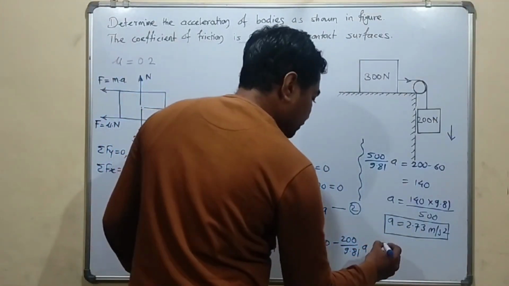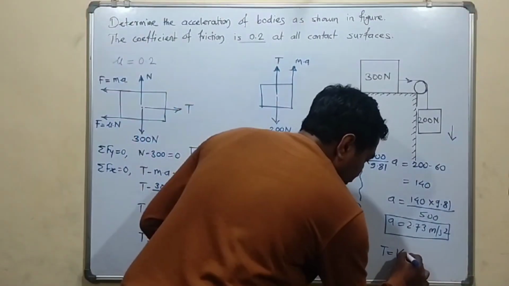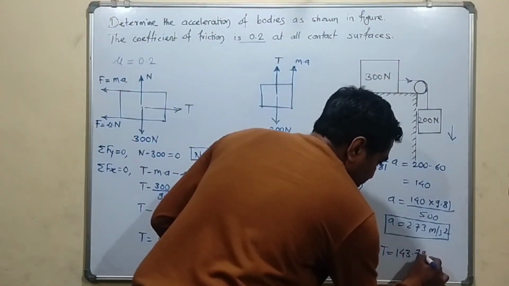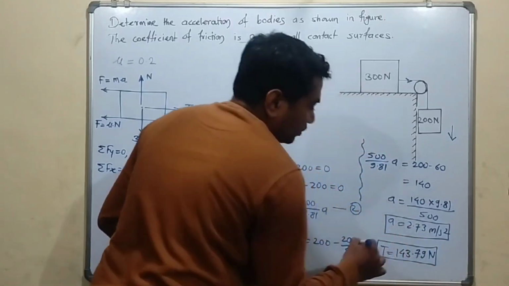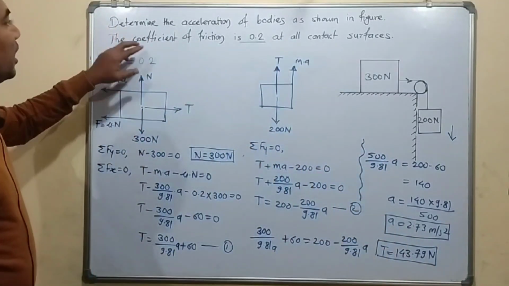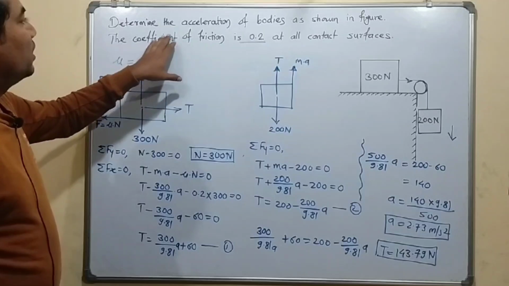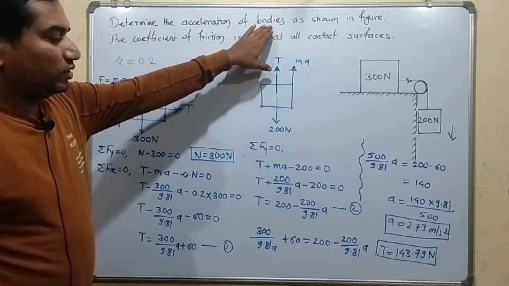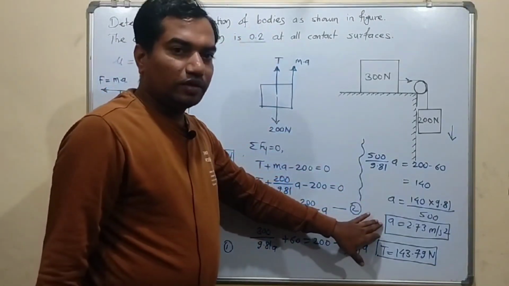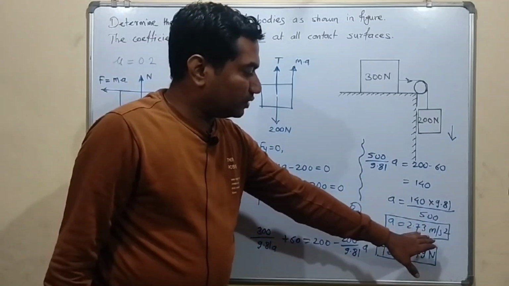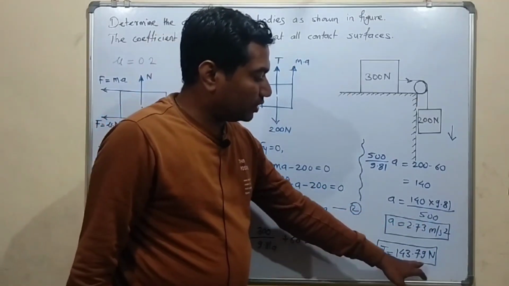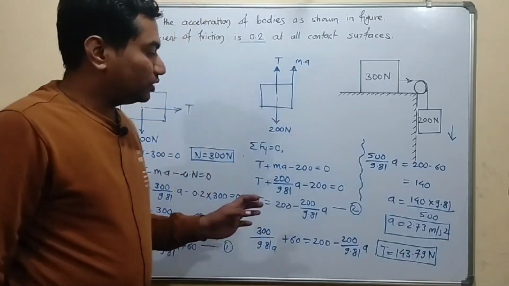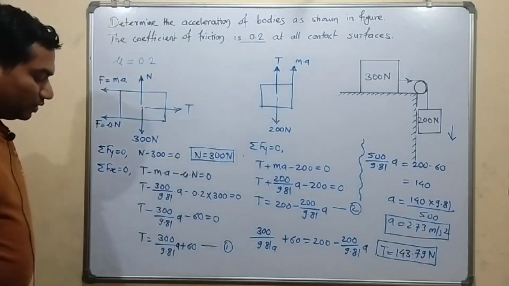By putting this value in either equation 1 or equation 2, we will get the value of T, which is 143.79 Newton. Here it is asked to find the acceleration of the bodies. So the answer is: acceleration is equal to 2.73 meter per second square, and the tension in the string is 143.79 Newton. So this is the final solution of the given numerical.